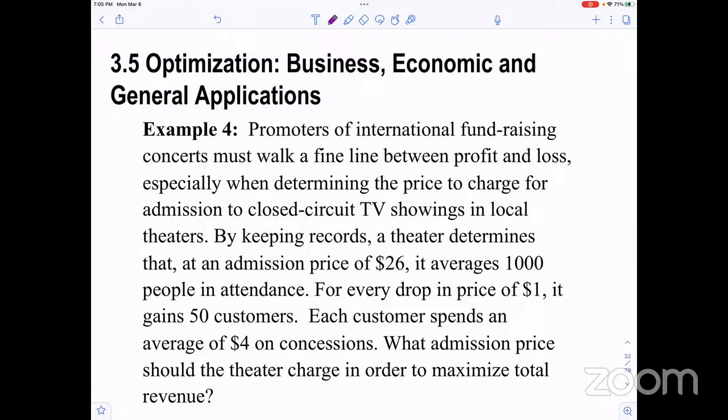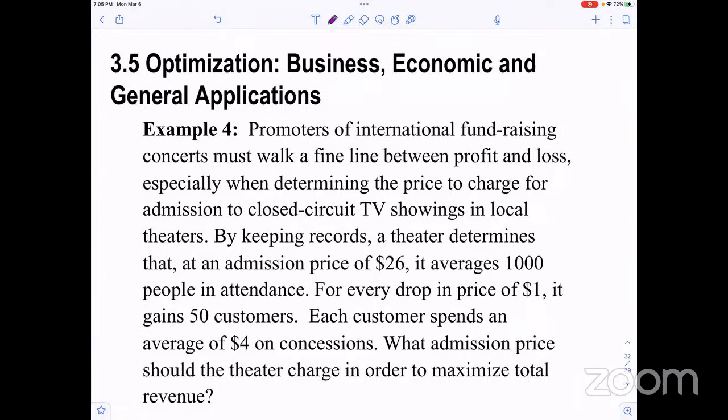Right? So let's try to get an expression for the revenue. It says at a price of $26, it averages 1,000 people in attendance. Every time the price drops by $1, it gains 50 customers. Okay. All right. So we're thinking, okay, we got our $26. That's the price. And we have an average of 1,000 people. But every time that price drops by $1, we gain 50 people.